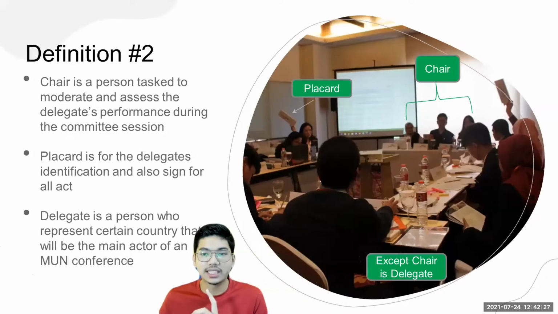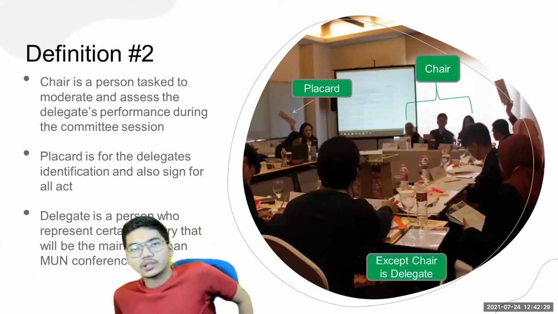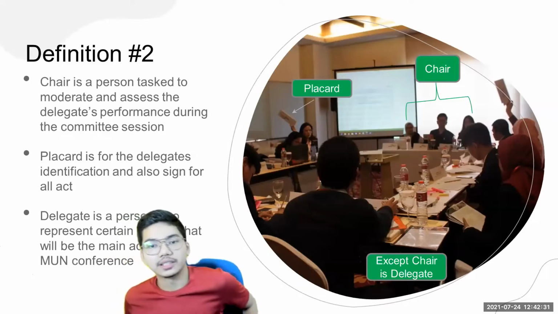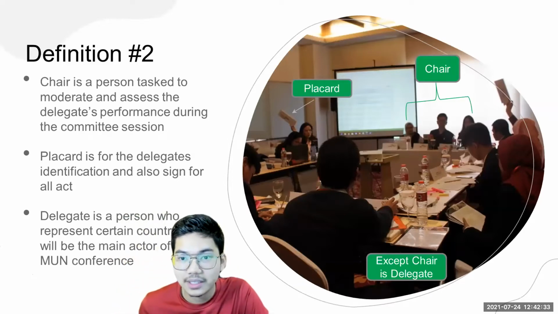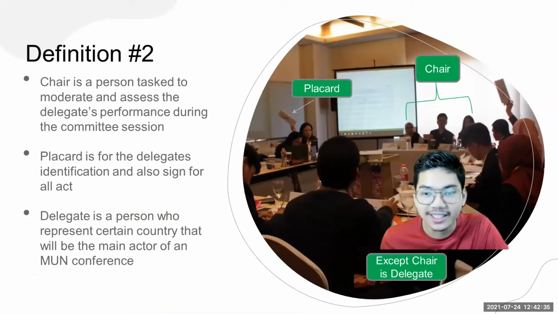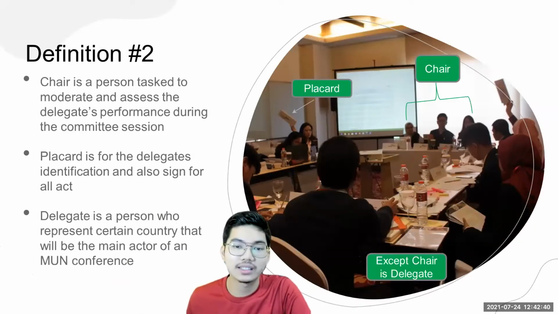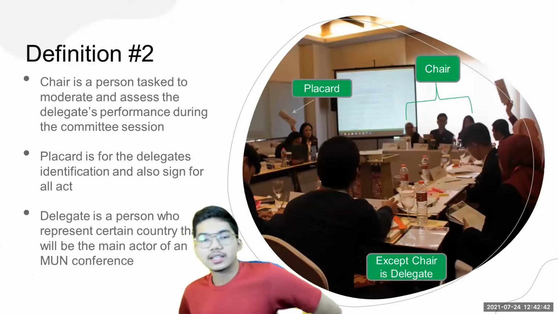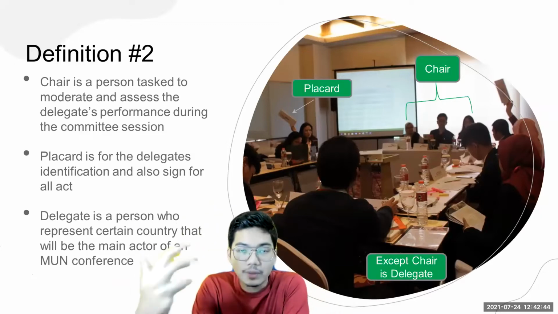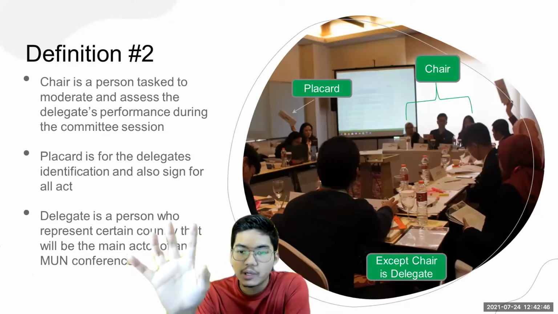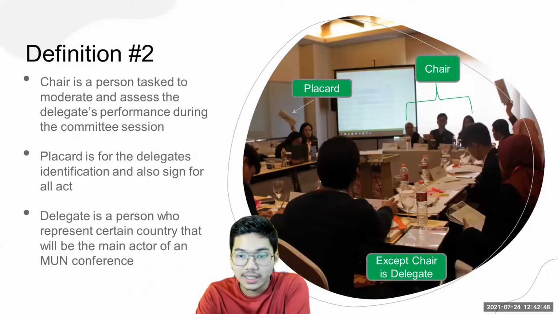Now, this is the second definition that you have to know. I mentioned a lot about chairs, right? Now I'm going to move myself over here. The three people that you see in front of the projector are what we call the chair. Again, they're not participating as delegates. They're participating as the ones who lead and moderate the debate.